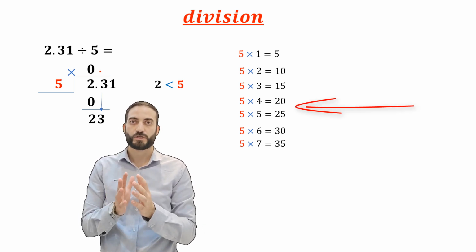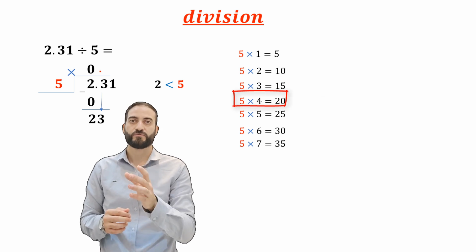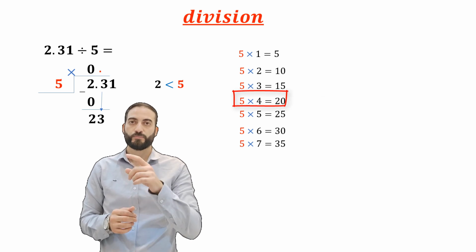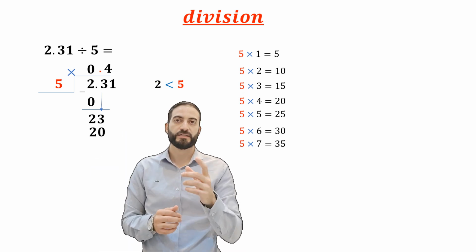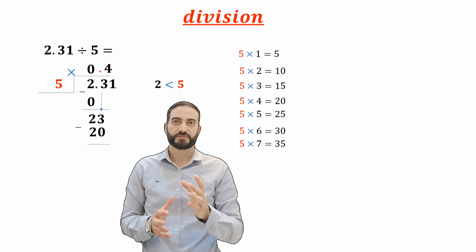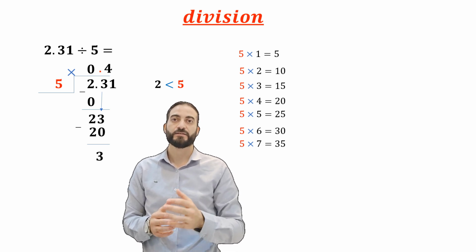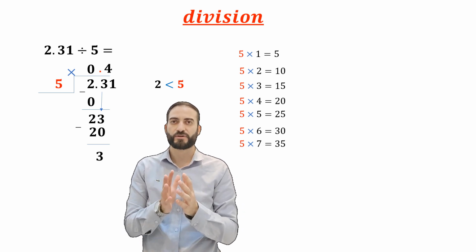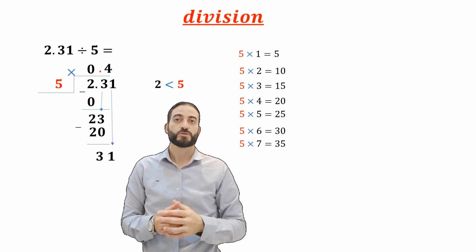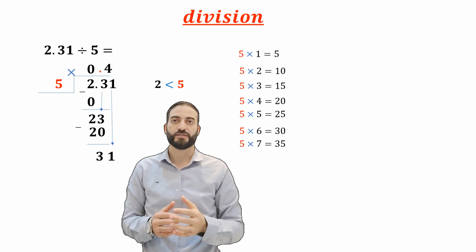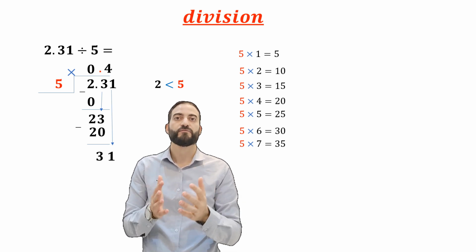We must take the smaller one, that is 5 times 4 equals 20, and put this 4 here and directly multiply it by 5 to get 20. Now we do a subtraction, so we get 3 because 3 is smaller than 5. We must put this 1 here. So we have 31, which is greater than 5.